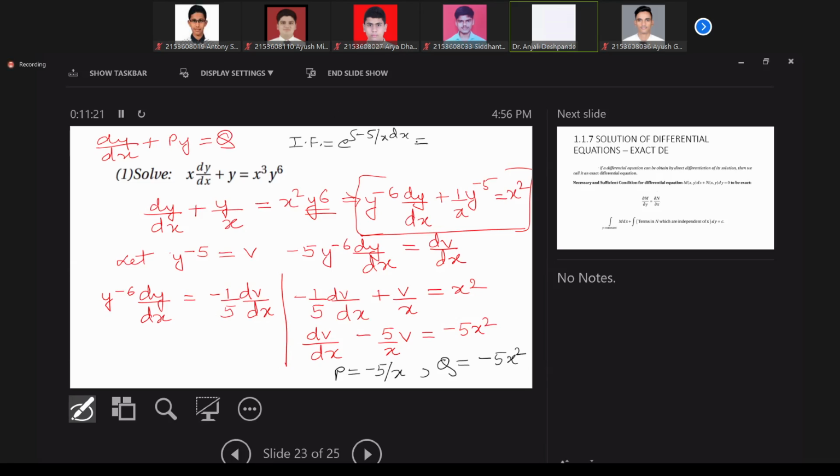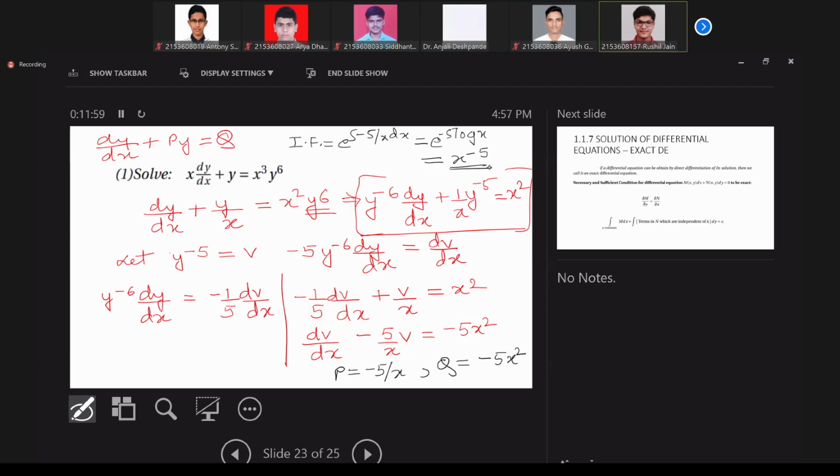So what is this integral value? Who will tell me? Very easy. Anybody can tell? E raised to power minus 5 log x. But you know, this is equal to x raised to minus 5, no? And log will get cancelled. So finally, what will be left with? X raised to minus 5. X raised to power minus 5. Yes.